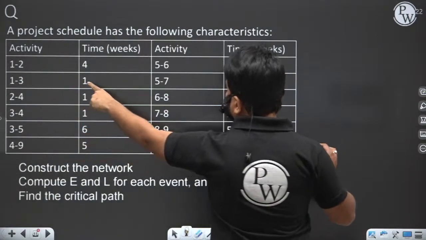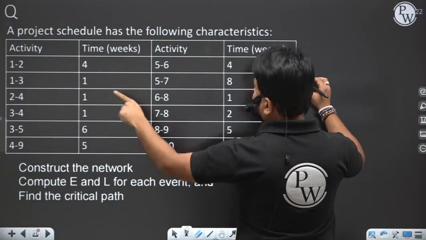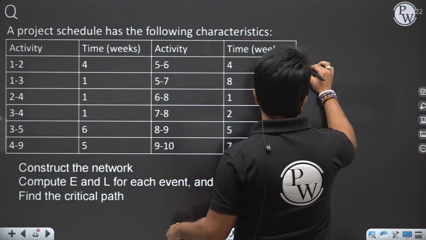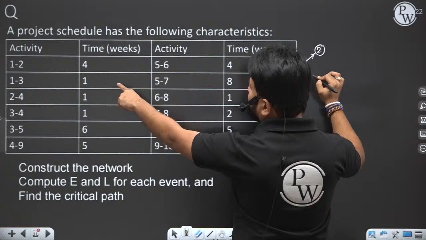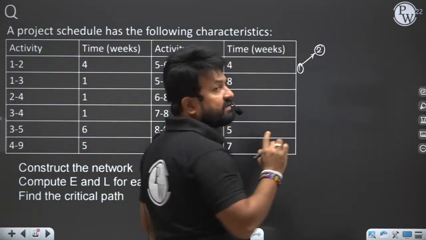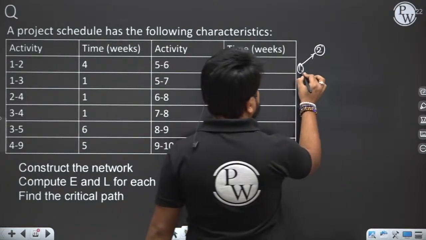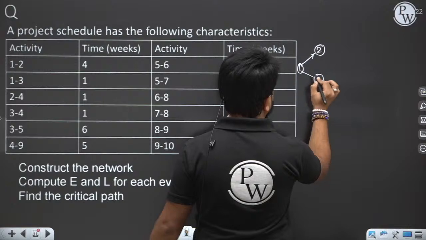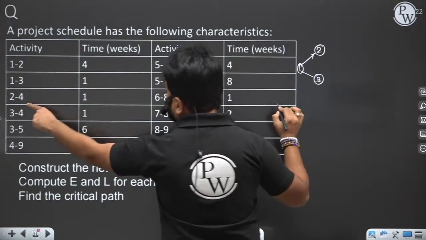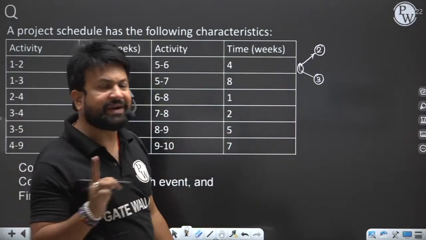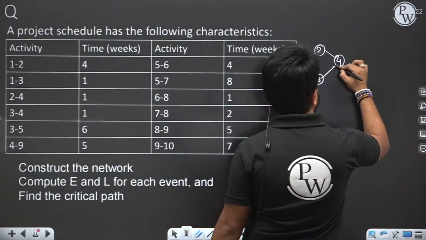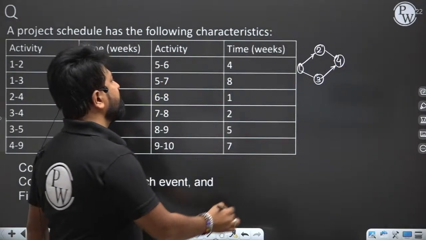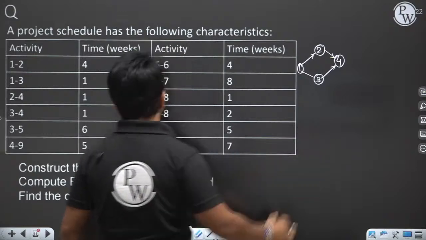1 to 2, 1 to 3, then 2 to 4 and 3 to 4. It means 2 to 4 comes here and 3 to 4 comes there.